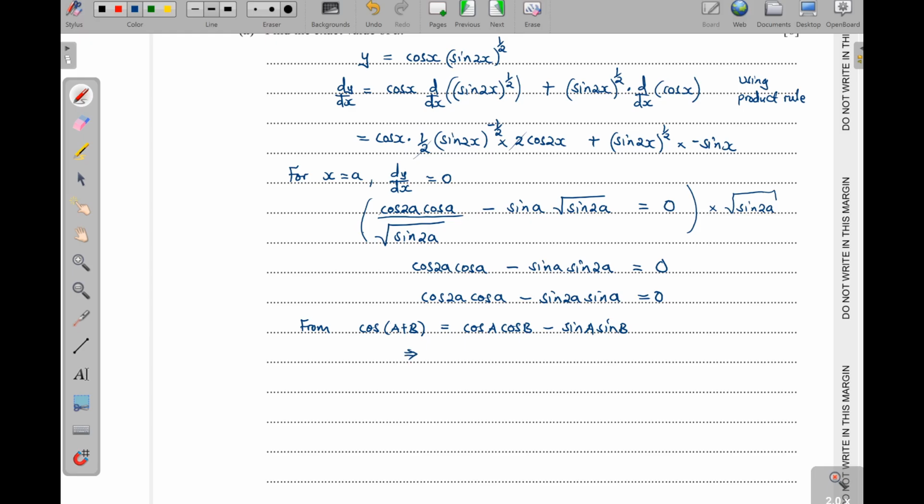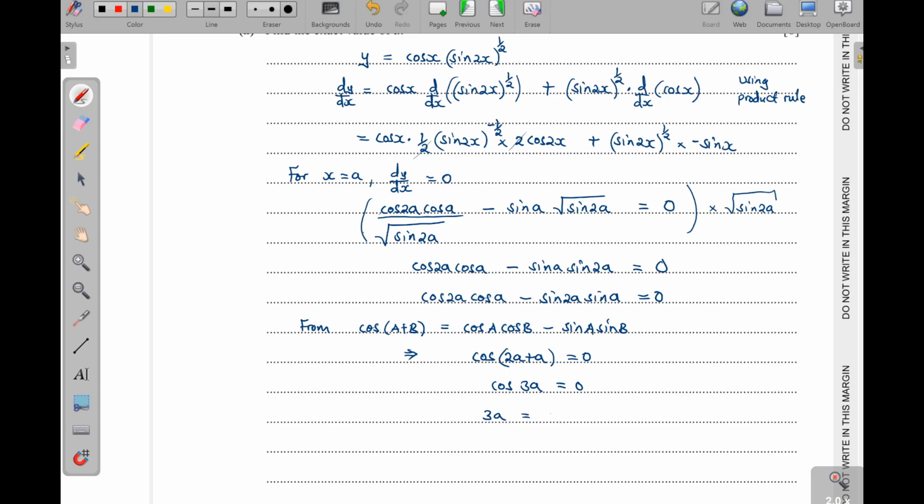Therefore, our A is this 2A, not so? Our B is the A. Therefore, this one here is going to be equal to cosine of 2A plus A, which will be equal to 0, and this will be cosine of 3A, which is equal to 0.